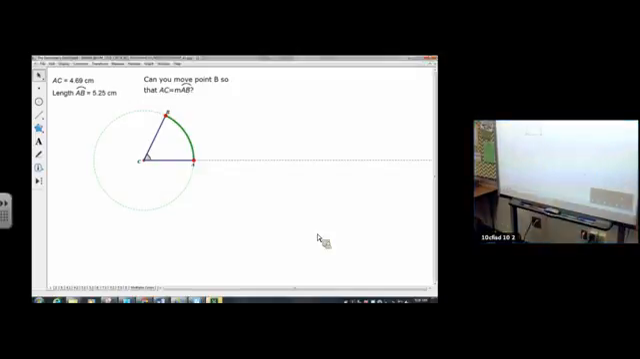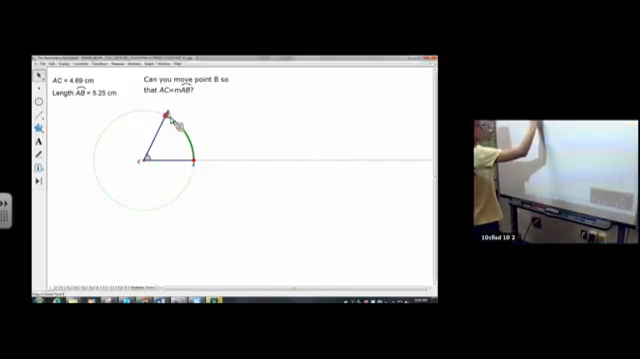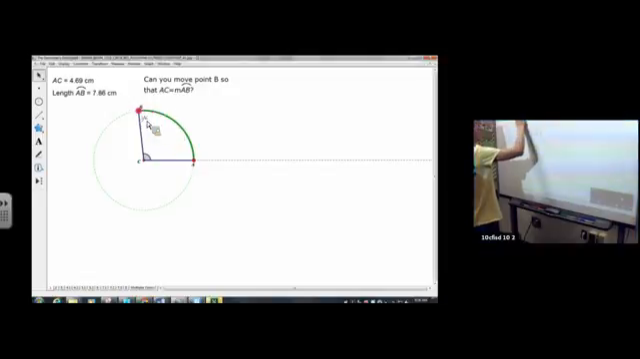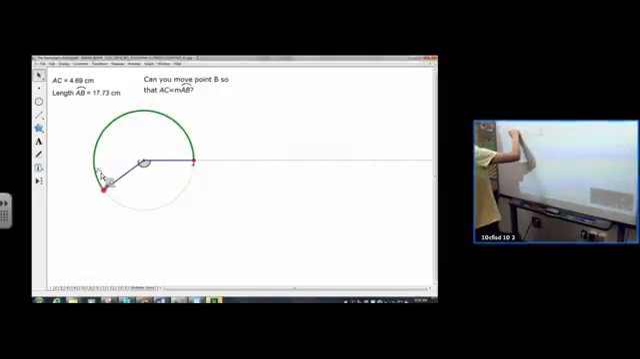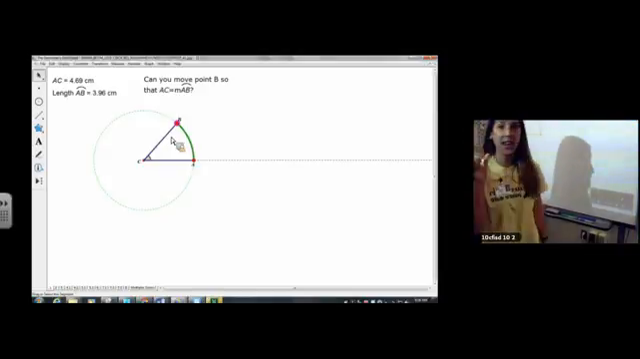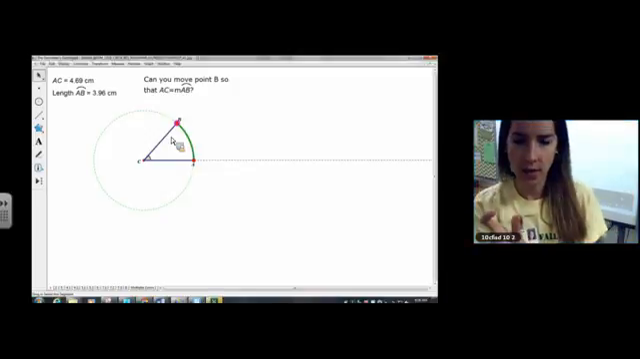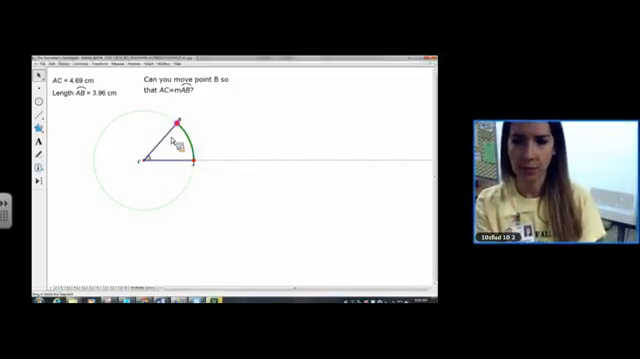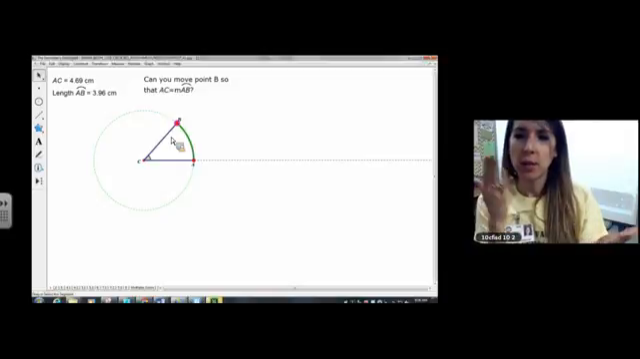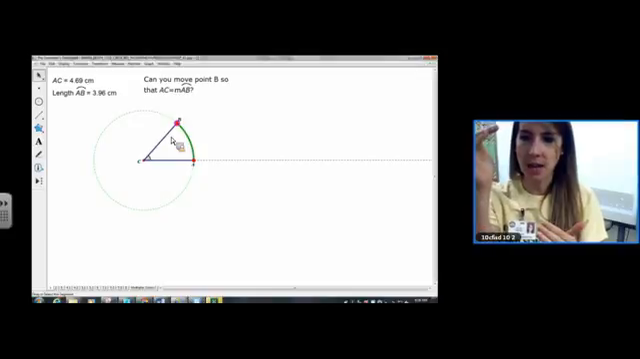Now, we want to ask ourselves, could we move point B? Notice the angle gets smaller, the measure of the arc gets smaller. The angle gets larger, the measure of the arc gets larger. Could we move B so that AC, stop right there, what's AC? What's the vocab word for AC? The radius. Could we move it to where the radius equals the measure of arc AB?